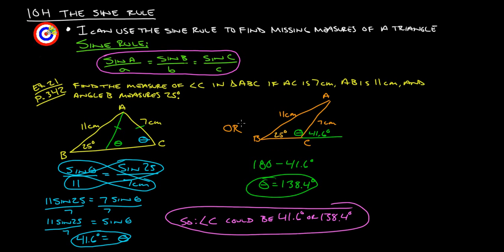That's pretty much all there is for this section. If you have any questions, please feel free to ask. And again, you should be able to say now that I can use the sine rule to find missing measures of a triangle. Note that it doesn't say right triangle, just any old triangle.